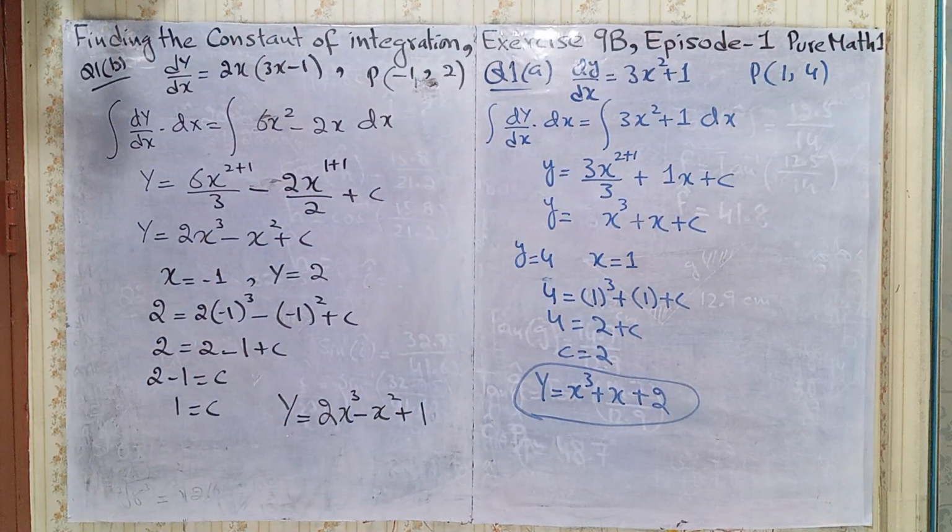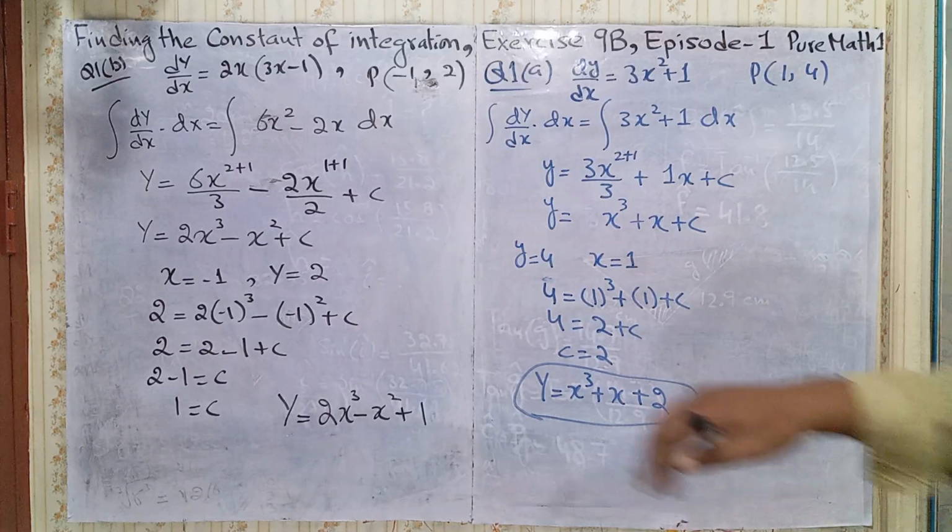Let me check, sir. He said 5. Why did he say 5? Okay, so let's check again. And this is the value of y is 2. But he said question number 9, exercise 9b, the answer is 2x cube minus x square, but they say plus 5. So let me check again.